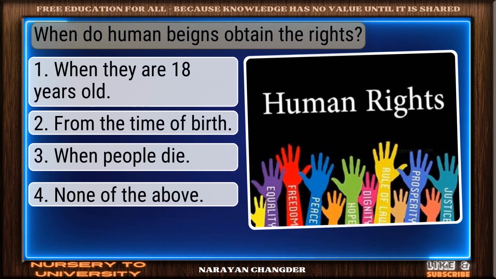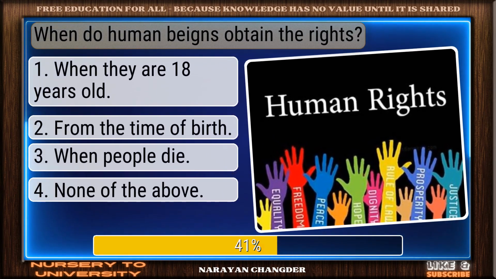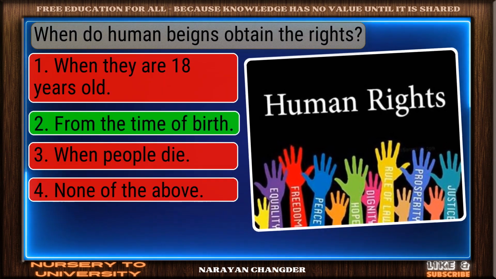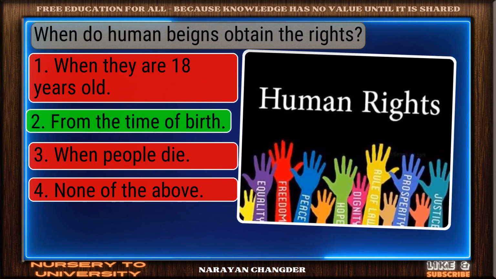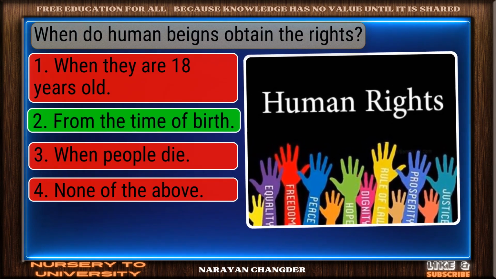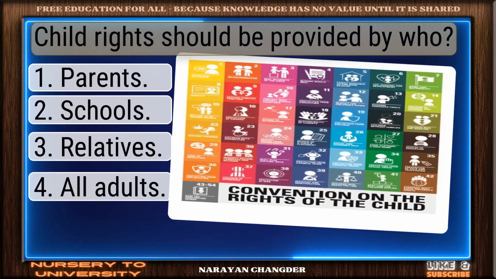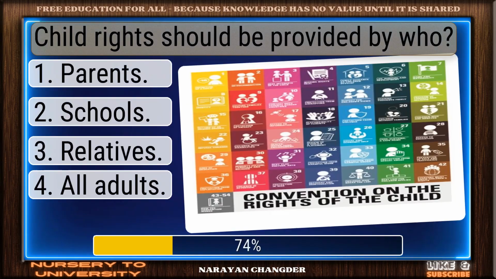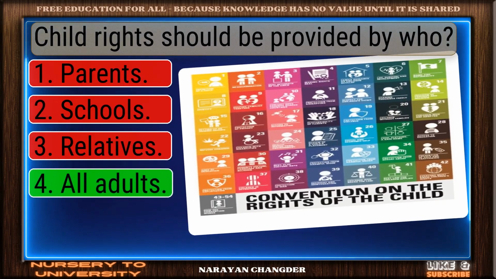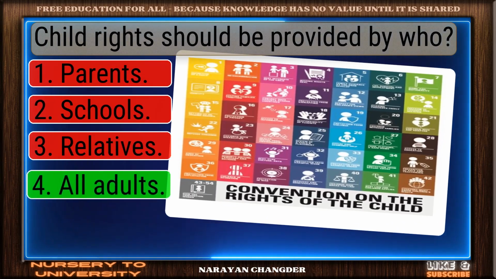When do human beings obtain the rights? Exactly. From the time of birth makes sense, and it is right choice. Child rights should be provided by who? Sharp thinking. All adults is the right choice.